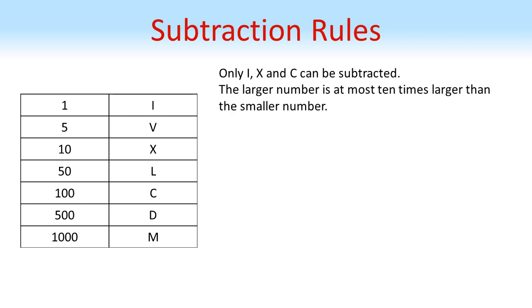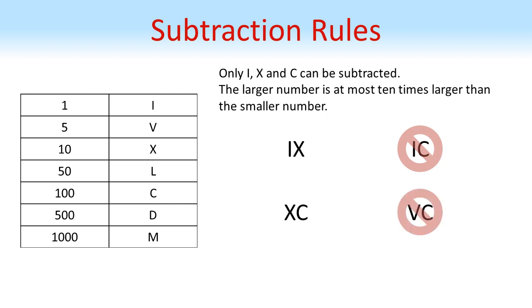But also the larger number that we're taking away from can be at most 10 times larger than the smaller number. So for example, IX is fine for 9 because X is 10 times larger than I and we're allowed to take away I's. But we can't do IC for 99 because C is more than 10 times larger than I, so that's not allowed. Similarly, we can do XC for 90, 100 take away 10, because we can subtract X's. C is 10 times larger than X, that's fine. But we can't do VC for 95 because we're not allowed to take away V's. So again, that one's not allowed.